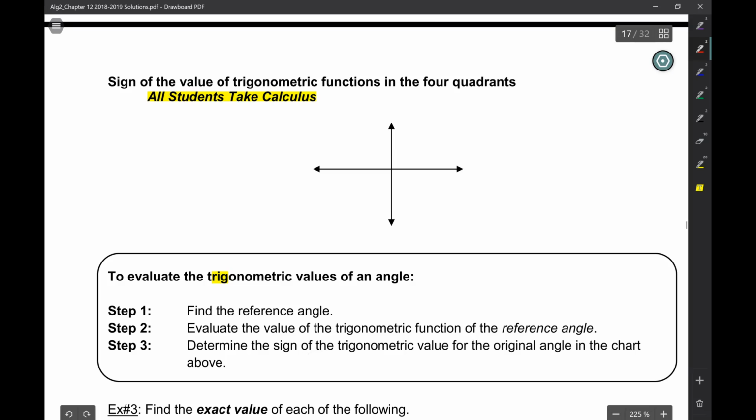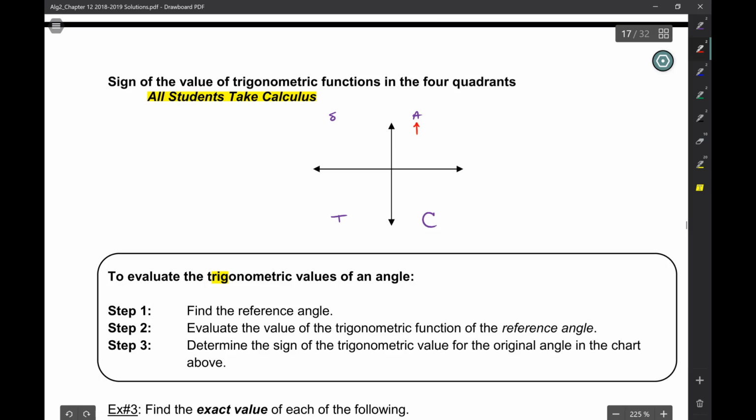Here I go: all, students, take, calculus. Okay? All students take calculus. Now, you know what I'm going to do, though? I'm going to erase the words and just leave the letters. All students take calculus. Okay, what the heck am I doing?